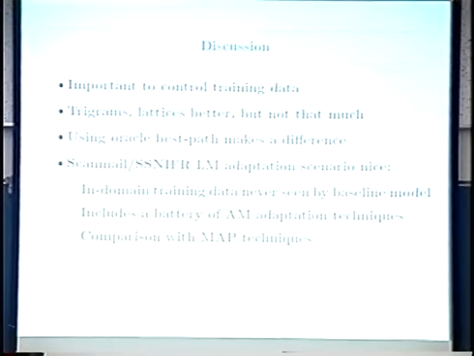So, this is just a summary of the results that I just discussed. It's very important to control the training data. Trigrams and lattices are better, but not that much. And using the oracle best is a good idea.